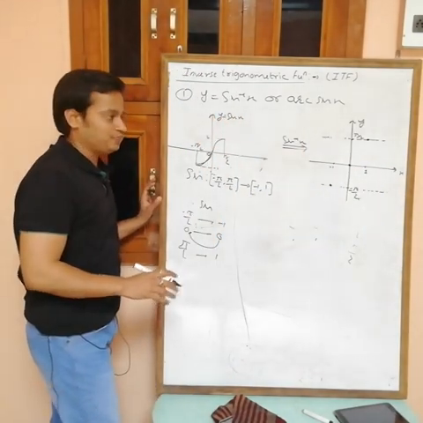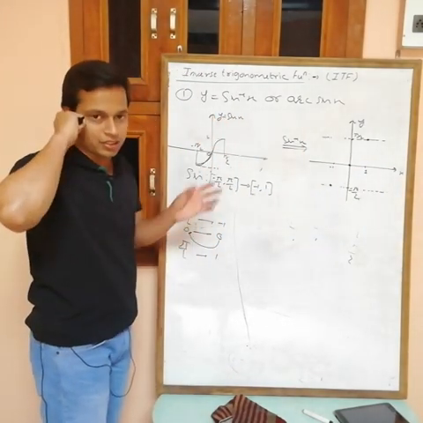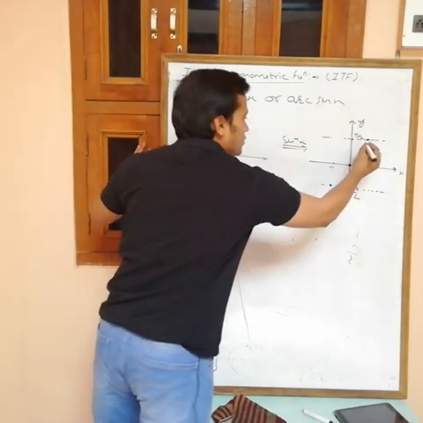Okay, this one. Now join them. But remember, this is not a straight line. Okay, you will get a graph like this one.